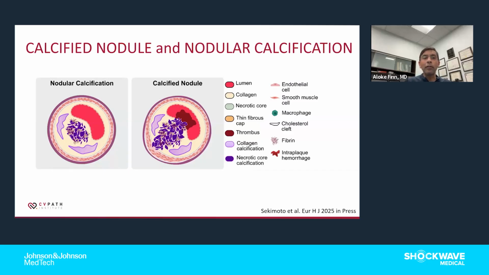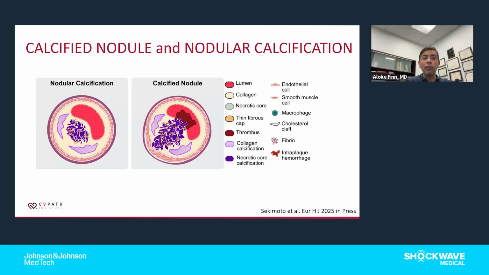Now, the last part of this talk is about calcified nodule or nodular calcification. We talked a lot about types of calcification and morphologies. Well, we've so far really shown you data with sheet calcification. These are all cases where there was large, extensive sheet calcification. But calcified nodules and nodular calcification obviously are also encountered in coronary arteries.